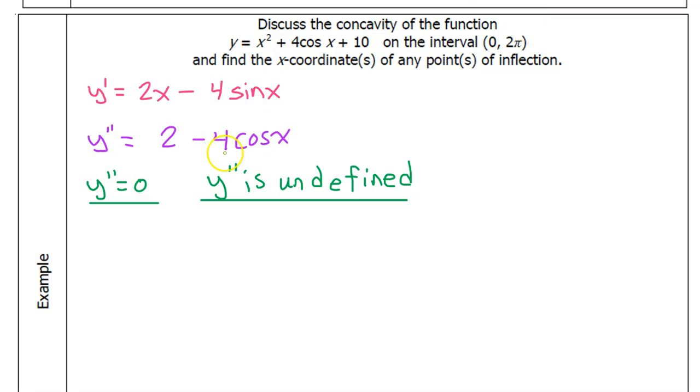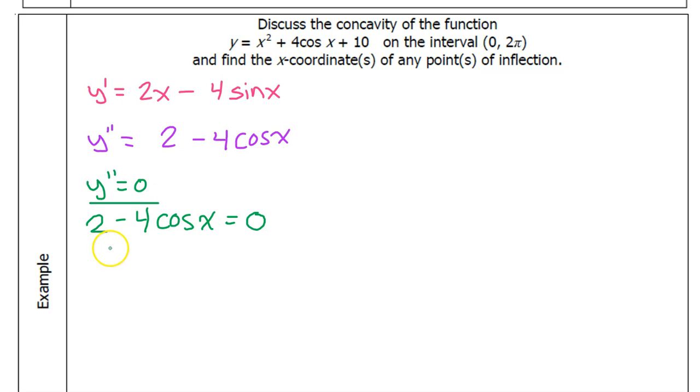Next, it's time to find the critical values of y prime, where y double prime is equal to 0 or where y double prime is undefined. Y double prime is a transformation of the cosine function, which is defined everywhere, so we don't have to worry about where y double prime is undefined. So we just set y double prime equal to 0 and solve. Adding 4 cosine x to both sides, we get 2 is equal to positive 4 cosine x. Dividing both sides by 4, we get 1/2 is equal to cosine x.